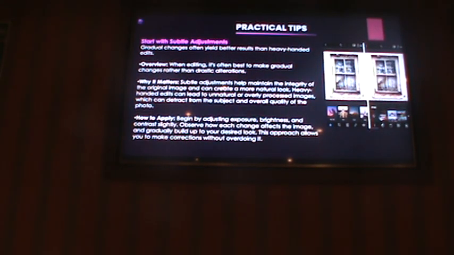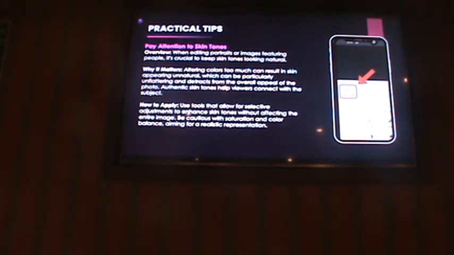So how do you apply this? You begin by adjusting exposure, brightness, and contrast slightly. Observe how each change is affecting your image, okay? And again, do it quite gradually until the effect is the way you want it to be, and then save it as a copy. Very important to save it as a copy.